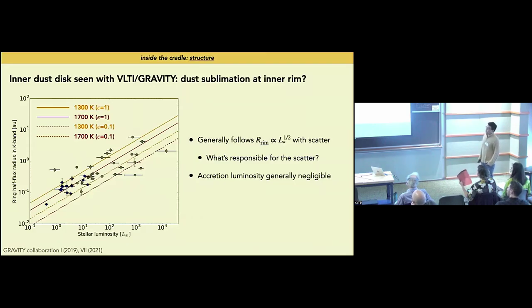And the other assumption that goes into this diagram is that the temperature is determined by stellar radiation only. So what if there's internal heating in the disk, right? And how does that change?